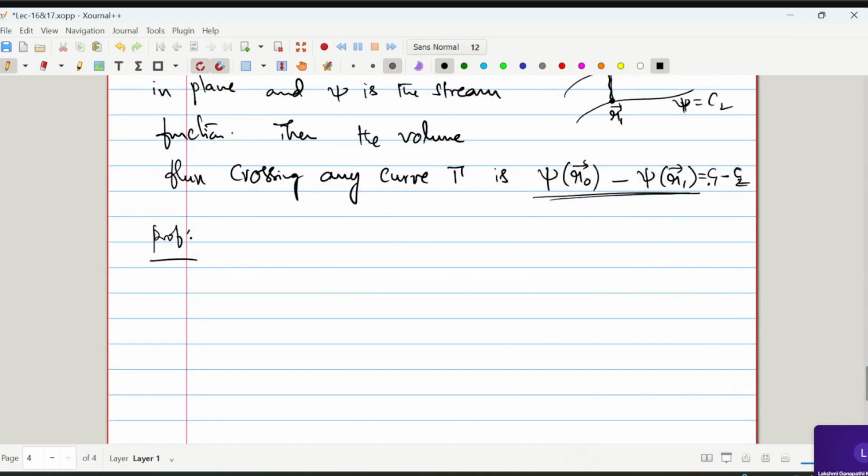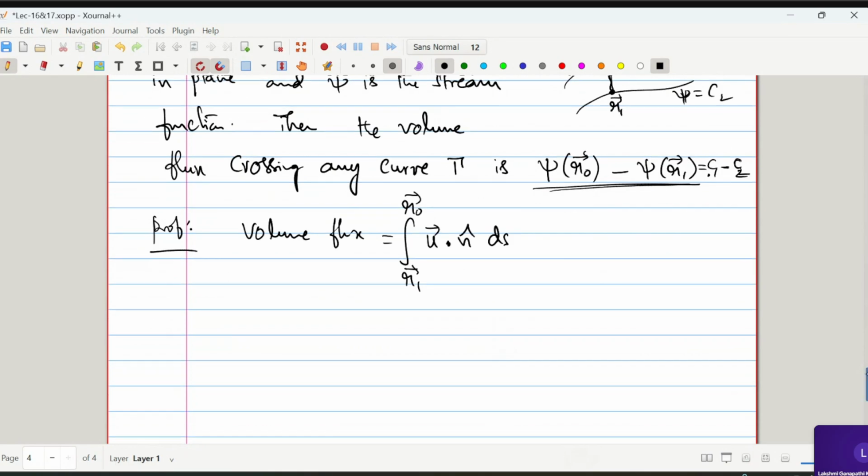So the proof will be simply a volume flux. We know the volume flux is an integral. Where do you go from and to? You're going from R1, this point, to this point, let us say. So we put the direction, and you will have this one. Volume flux means integral of u dot n cap ds.